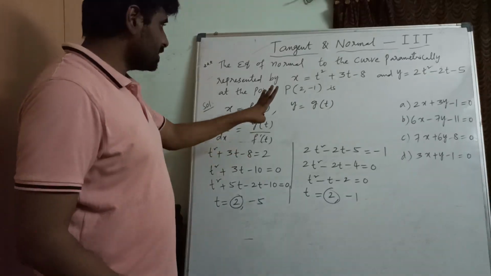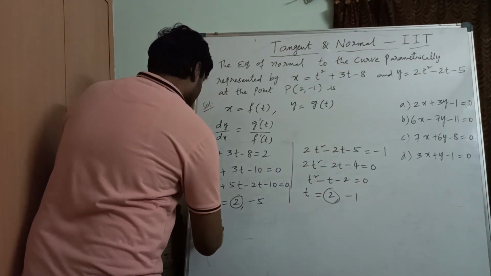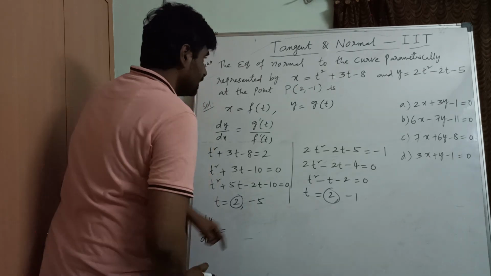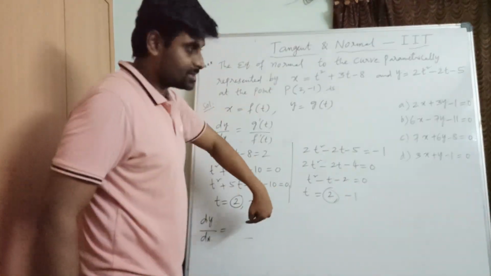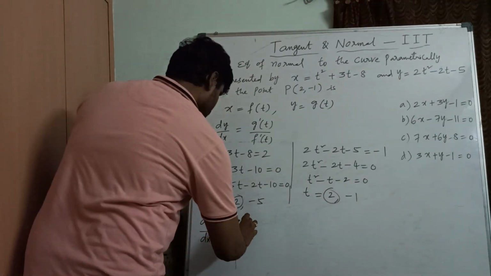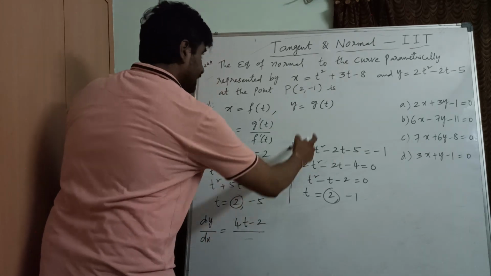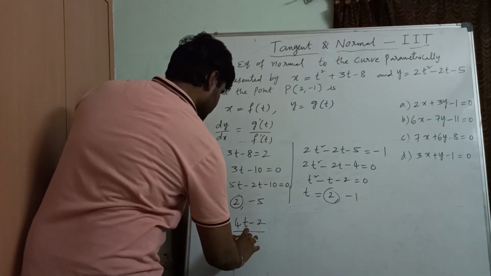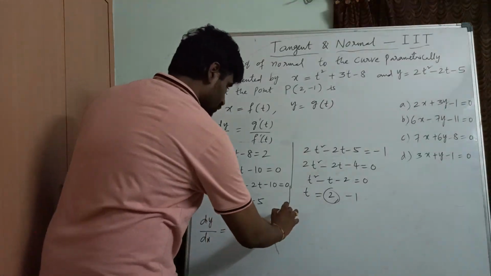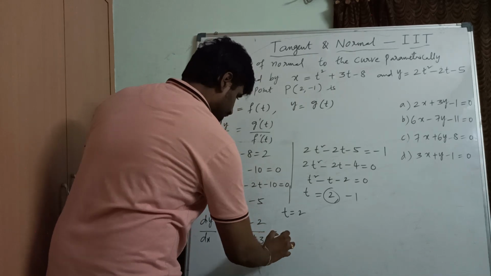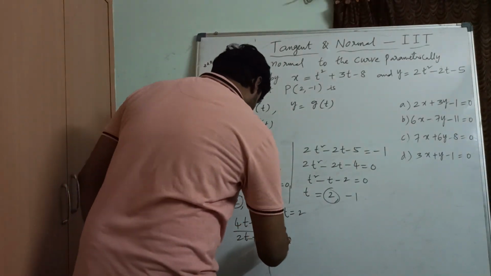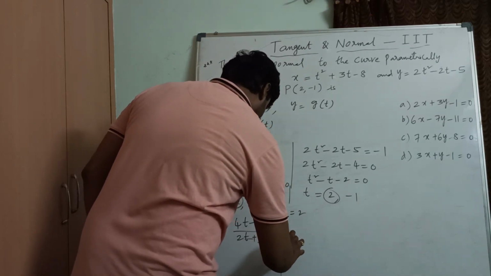Now let us find dy by dx. What do we get? The derivative of the second function, 4t minus 2, by the derivative of the first function, 2t plus 3. Now substitute t value 2 finally here. 4 2s are 8, 8 minus 2, 6, so we will get 6 by 7.